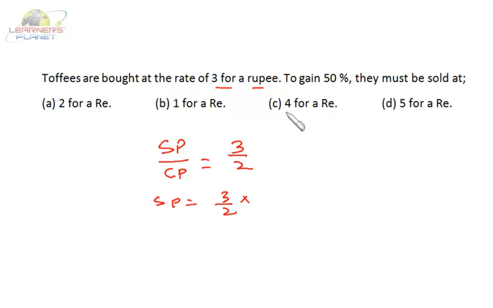And what is CP per piece? It is 1 by 3. That means we are buying 3 toffees for a rupee, that means per piece it is 1 by 3. So selling price must be 1 by 2. That means 2 toffees for a rupee. I hope you are clear. Since per piece selling price is 1 by 2, that means for 1 rupee the person can sell 2 toffees to gain this much percent.